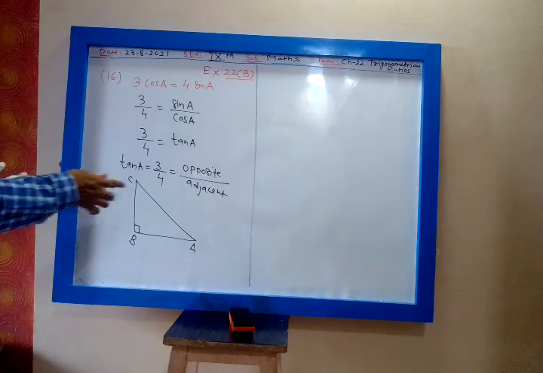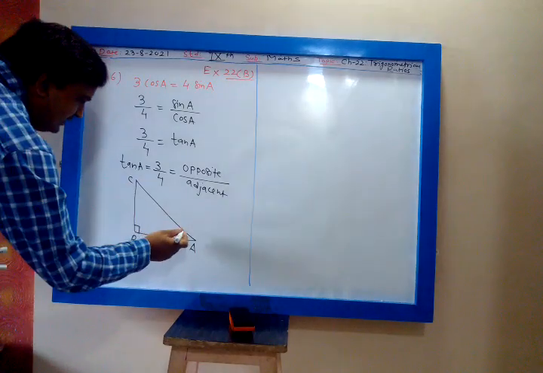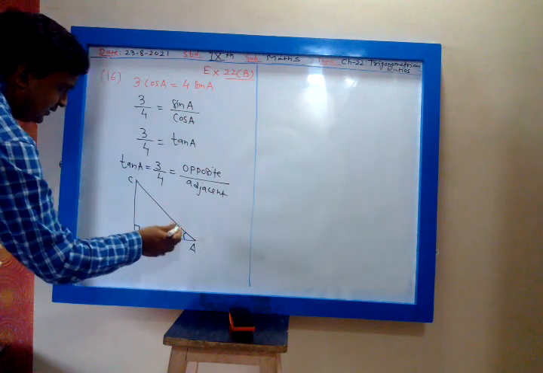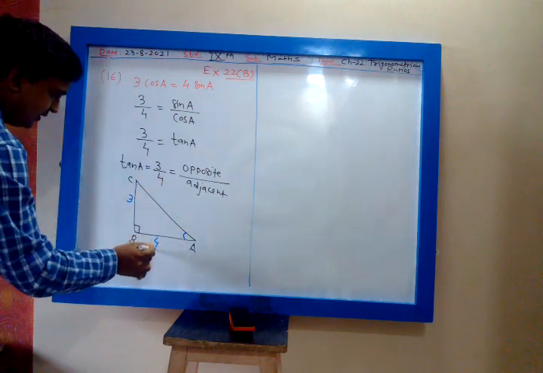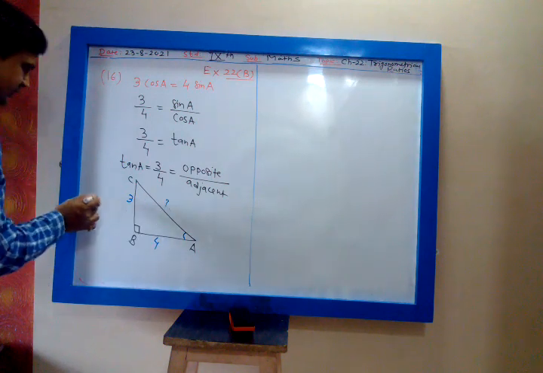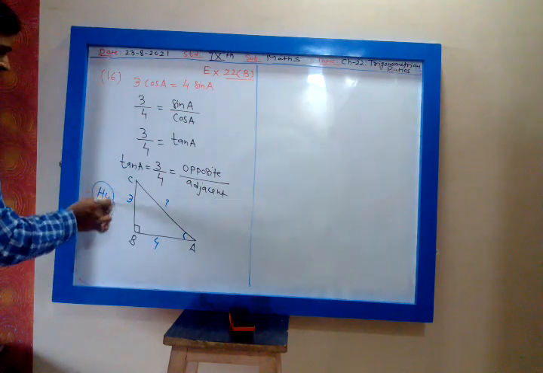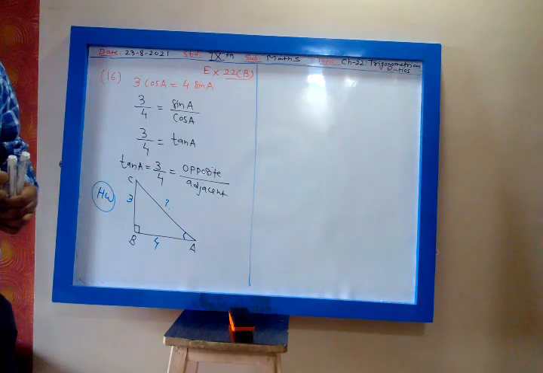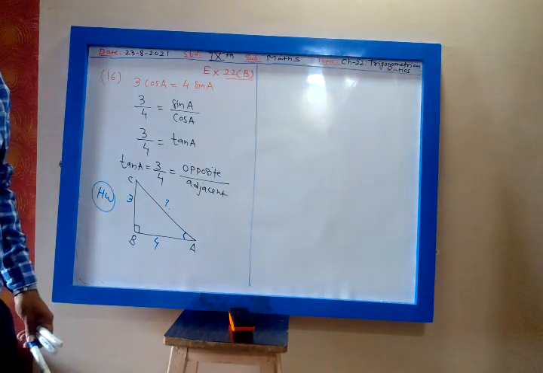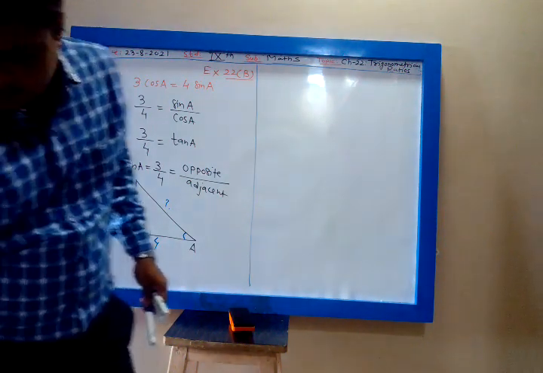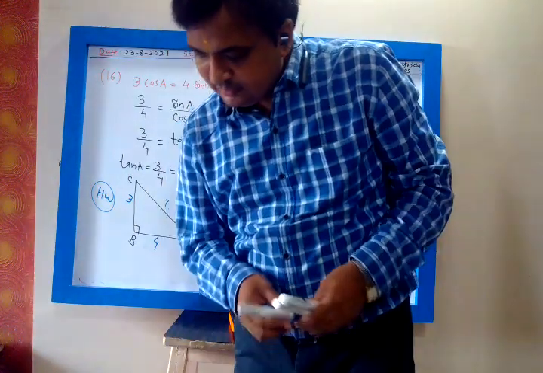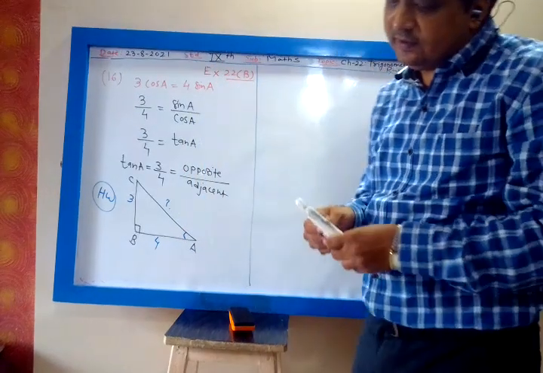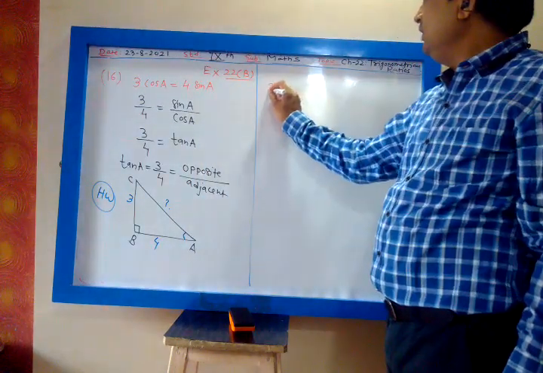So tan A, my reference angle is A. So tan is opposite upon adjacent, opposite is 3, adjacent is 4. Using Pythagoras theorem find AC. Then the further part is homework. Find cot. All of you can do this. Then 17th, 18th, 19th are omitted, 20, not 21. 21.